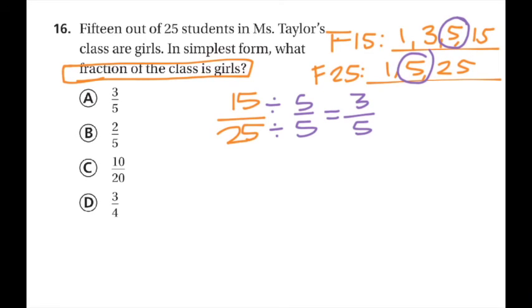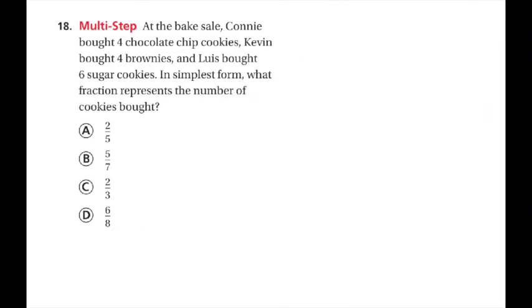Hopefully when you looked at your factors of 15 and 25, you saw that they shared the greatest common factor of 5, and you were able to divide 15/25 by 5/5, which gave you 3/5. And that, in fact, is answer choice A. Okay, let's look at the next problem.